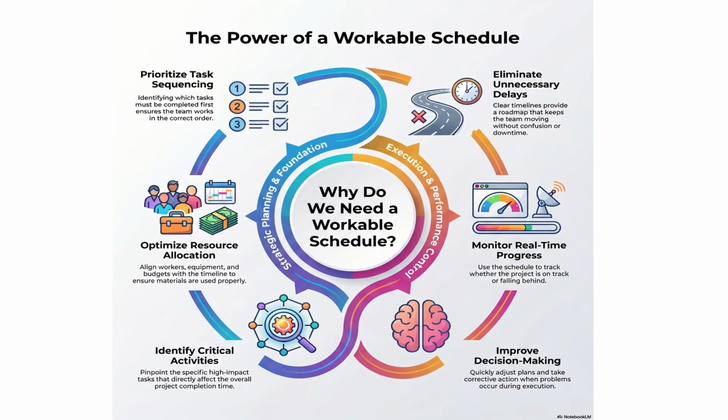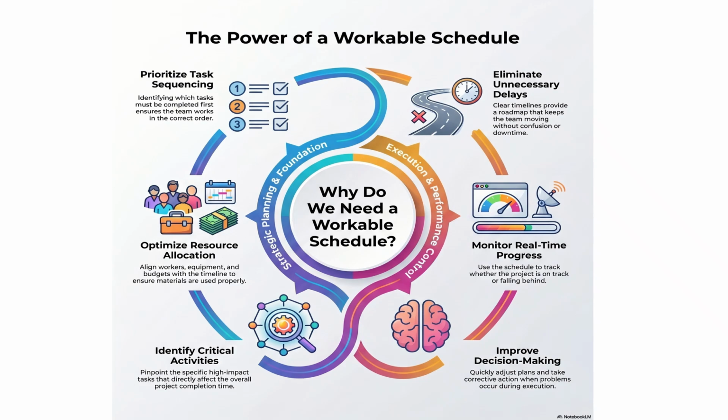Another benefit is resource optimization. This means the project manager can use people, equipment, budget, and time properly. For example, instead of overloading one person, tasks can be distributed fairly among the team. A workable schedule also helps identify critical activities. These are the tasks that directly affect the project completion. When the project manager knows the critical activities, they can monitor them more closely.